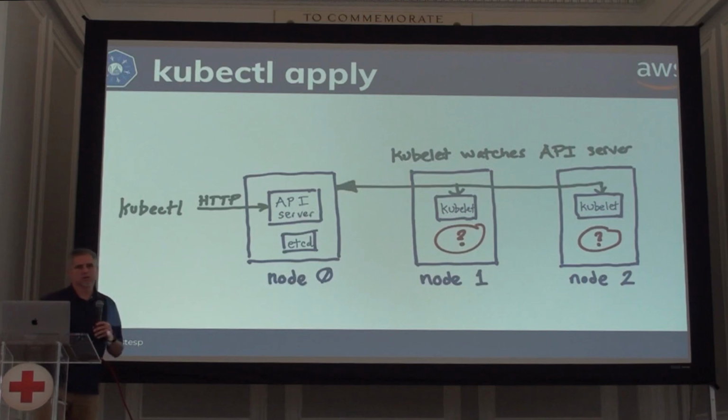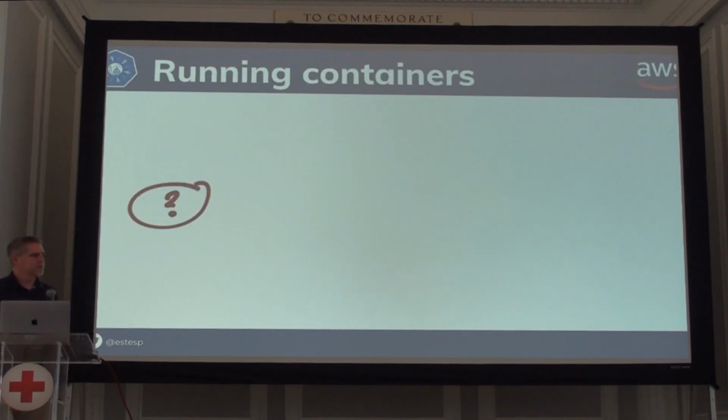And so those watchers are looking for the information they need to know. There's a new pod, there's a new deployment, there's a service I need to deploy. But there must be some piece they're talking to, in this red question mark. That piece is our container runtime.